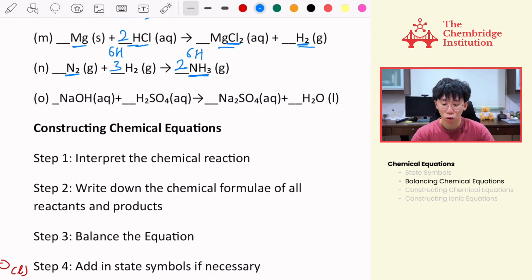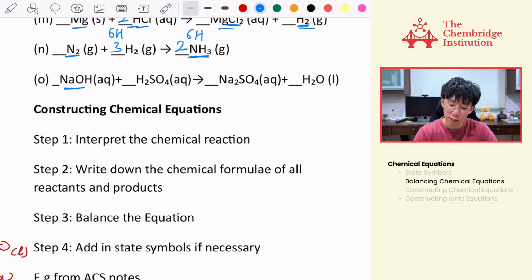Next, we have part O. So this is NaOH plus H2SO4 to give Na2SO4 and H2O. So I would balance the sodium first. There's 2 sodium on the right, so I put 2 over here. Next, you want to balance the sulfate. So this sulfate ion is already balanced.